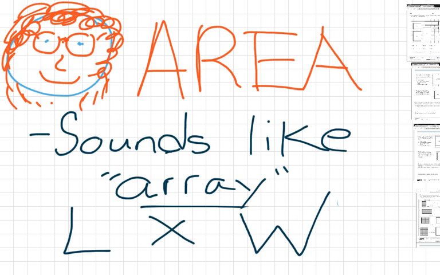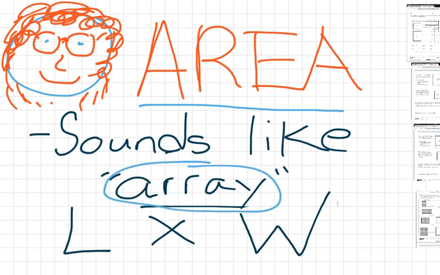Okay, so I wanted to point out to you guys that area sounds a lot like the word array. You guys remember array is when we place things in even rows and columns. Well, area is pretty much like an array, so it's not an accident that they sound the same. And when we are figuring out area for a rectangle, it's always going to be length times width. So I know you guys are working on your multiplication facts, so that should be a no-brainer.